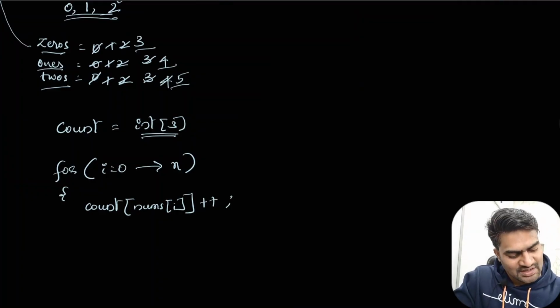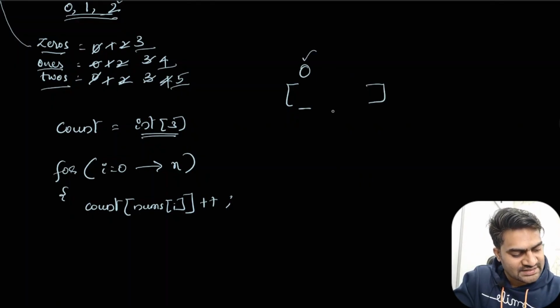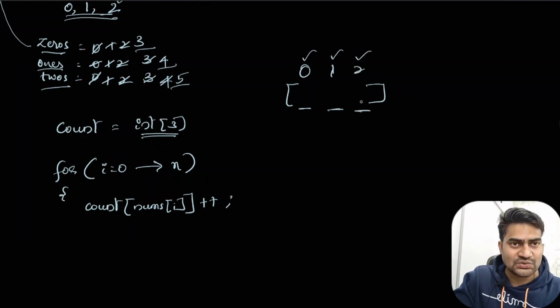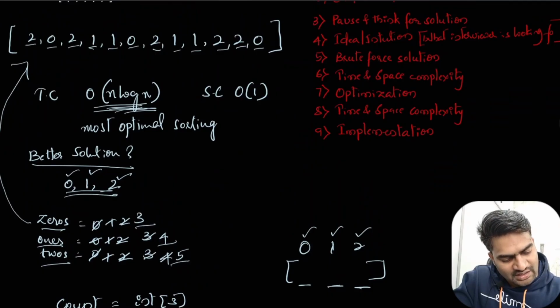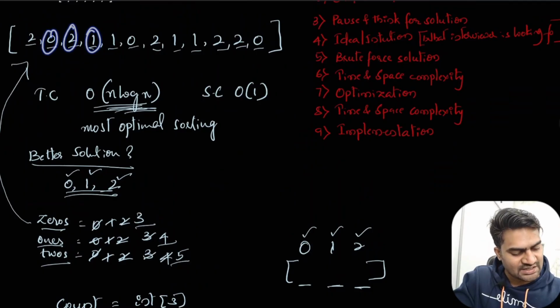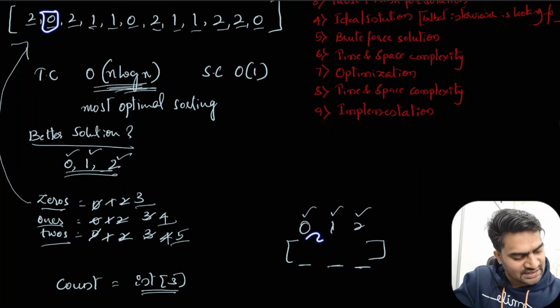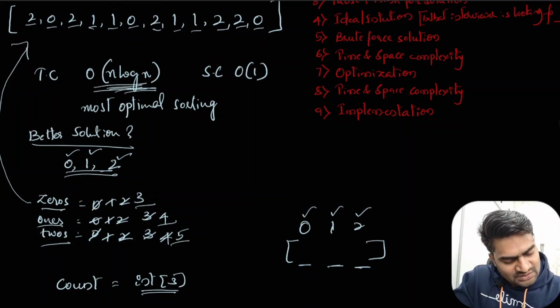So this is my count array. The first index holds the number of zeros, the second index holds the number of 1's and the third index holds the number of 2's. Correct, right? Count of nums of i means whatever is the number, it will be either 0, 1 or 2. Whenever we encounter 0, it will increment this particular value. Whenever it encounters 1, it will increment the 1's count. Whenever it encounters 2, it increments the 2's count. So that's what I do here.